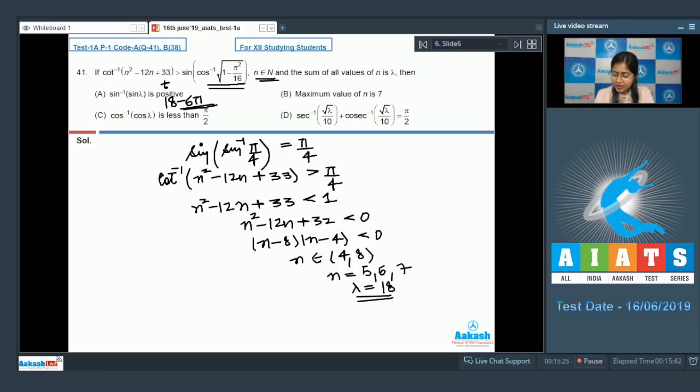Now maximum value of n is 7. That is correct. Now cos inverse cos 18. That will be 6 pi minus 18, which is definitely less than pi by 2. So this option is correct. Right? Now option number D. See, here it can be seen that secant inverse theta is defined only when mod theta is greater than or equal to 1. But here root 18 upon 10 is less than 1. Therefore, this statement is incorrect. So, this is not an option. So, the answer of this question will be B and C option.